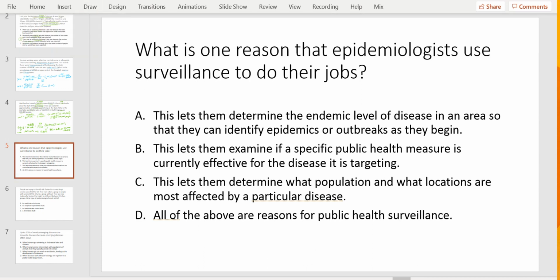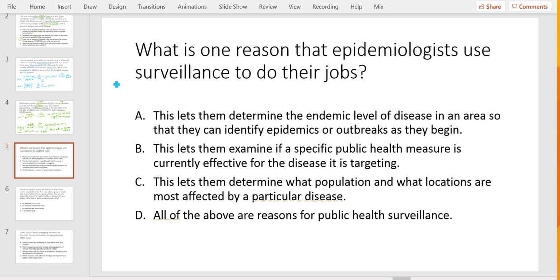So this says, what is one reason that epidemiologists use surveillance to do their jobs? Hey, all the numbers we've just been calculating, to figure out incidence or prevalence, you have to get that data from somewhere, and that data comes from surveillance. And so, the lab will report a case to the local public health department. A certain disease has occurred. The public health department will report it to the Utah State Public Health Department. The Utah State Public Health Department will report it to the CDC.